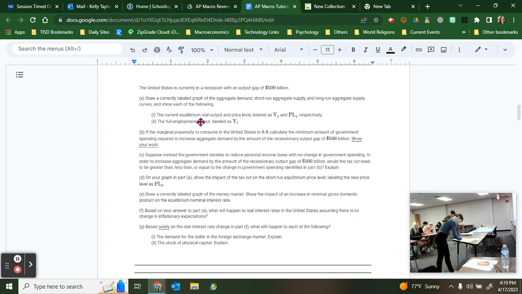Remember, MPC is change of consumption over change of income, not just consumption over income. That would be APC, but some sort of change between.